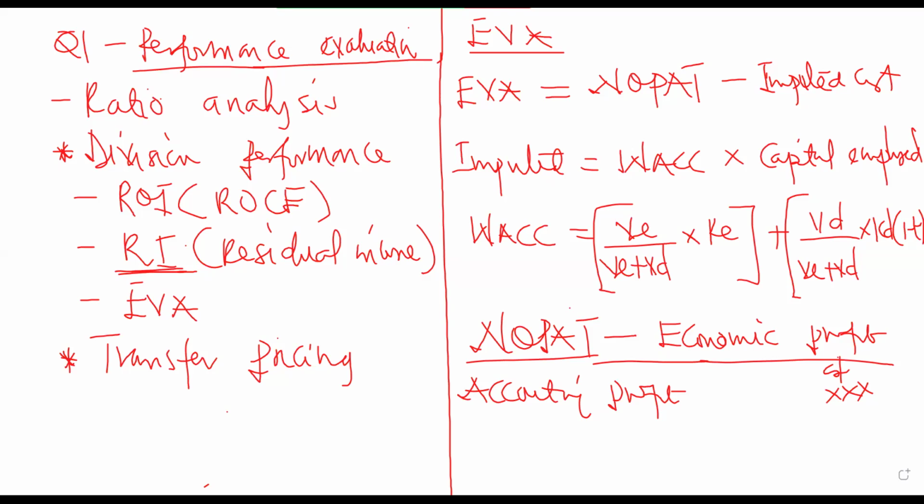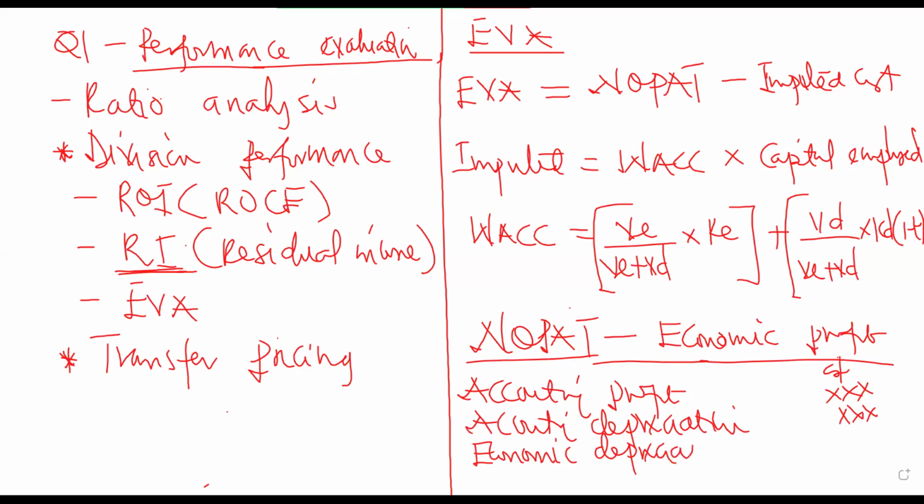So if they are different, then you add your accounting depreciation back, because depreciation is a non-cash item. Then you subtract what we call economic depreciation. Economic depreciation is the actual cash portion of the asset that has been consumed. So you subtract that. Okay, the next one is you are going to be given non-cash items.